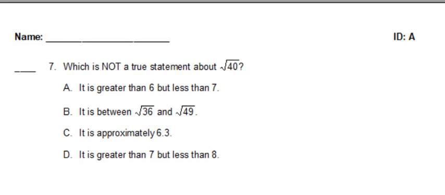Number 7. Which is not a true statement about the square root of 40? A. It is greater than 6 but less than 7. B. It is between the square root of 36 and the square root of 49. C. It is approximately 6.3. Or D. It is greater than 7 but less than 8. This is the end of question 7.